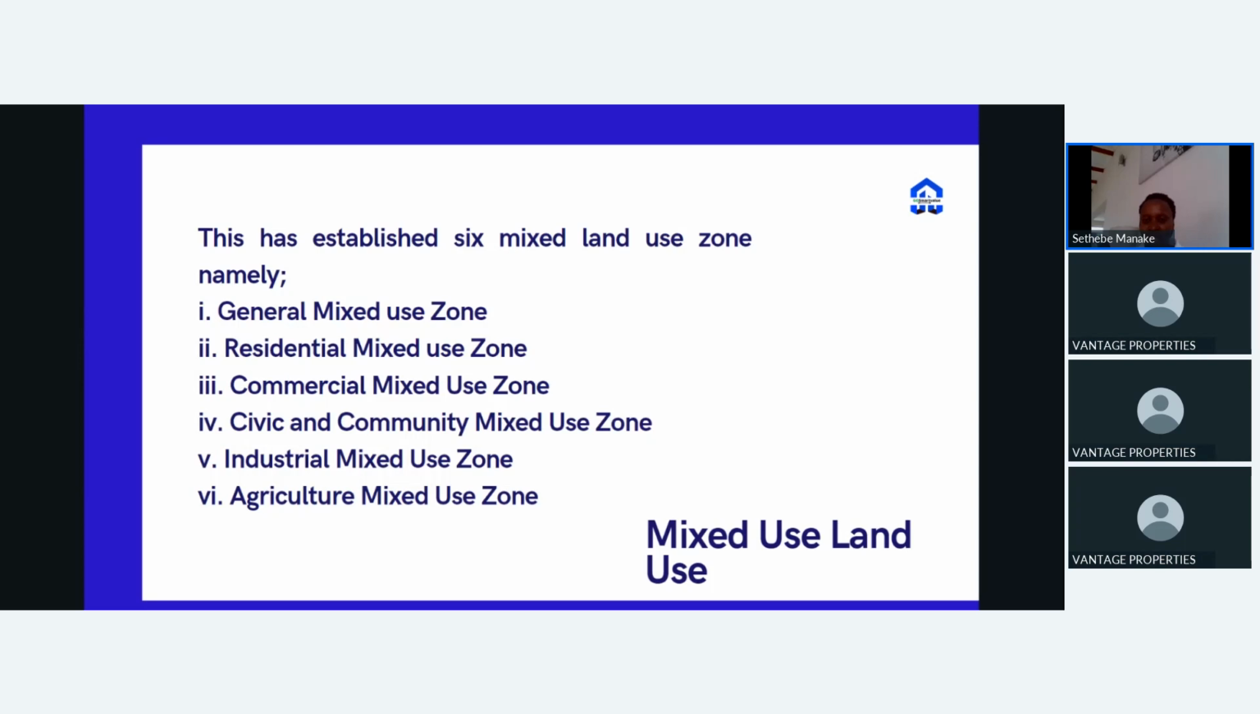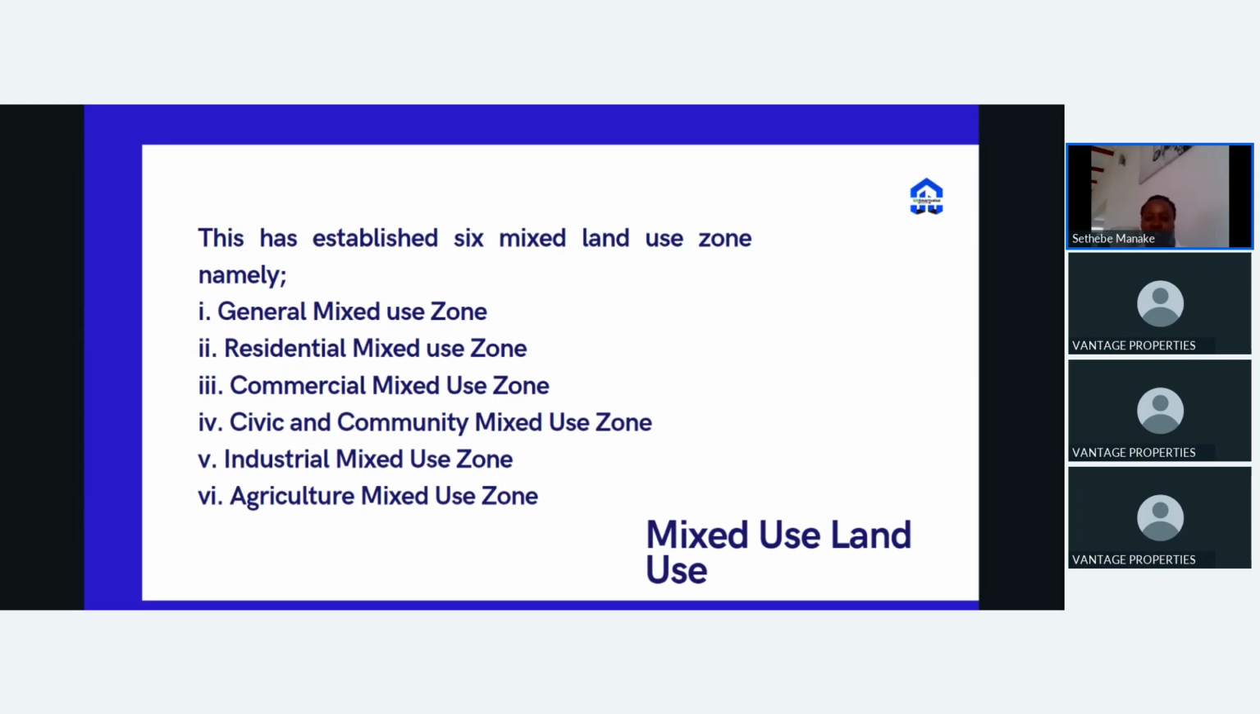So there are 6 types of mixed land use zones, right? One is general mixed use. One is residential mixed use, where residential is the priority. Commercial, where commercial takes priority. Civic and community, where civic and community takes priority. Priority goes to the one that takes up the most space. And then there's industrial mixed use and agriculture mixed use.